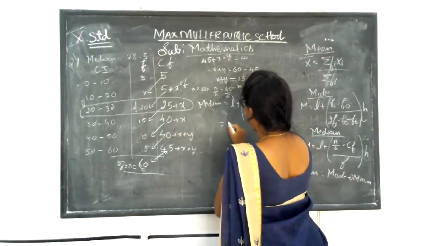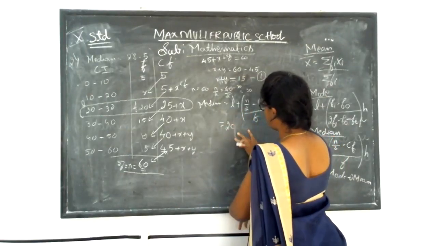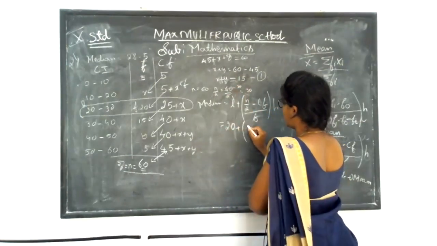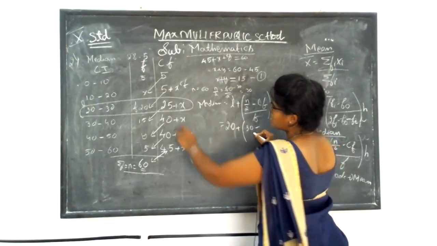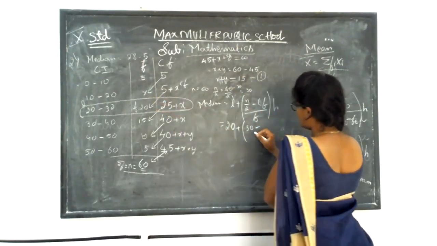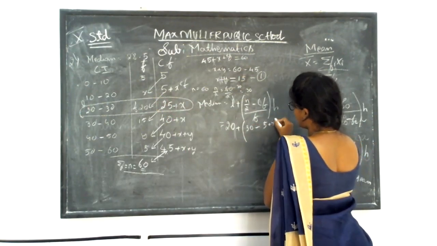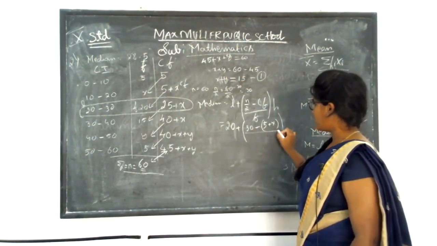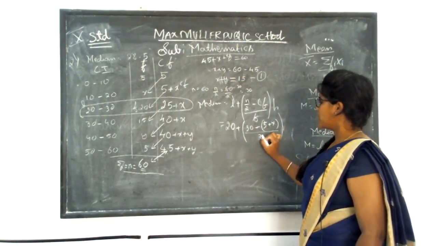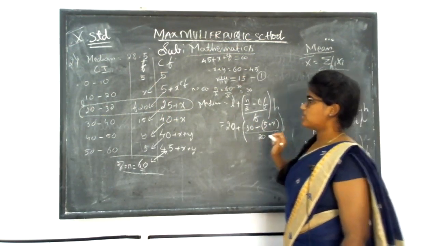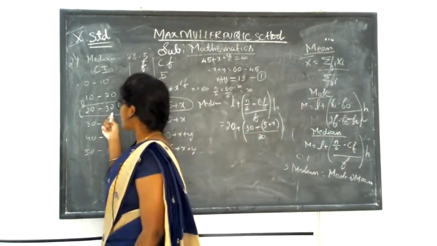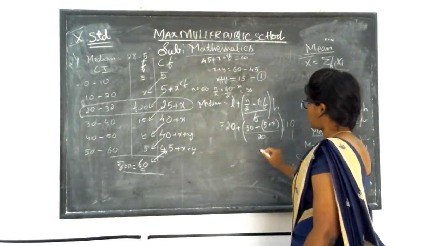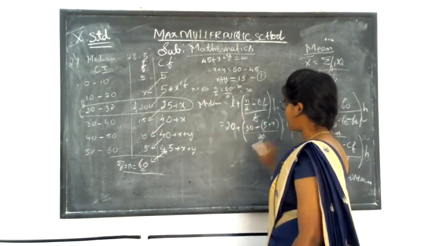So what is L? L is 20 plus n by 2, which is 30, minus the cumulative frequency. See here, the cumulative frequency is 5 plus x, the whole in brackets. You should put the bracket when you have signs. Divided by f, which is again 20. Now I need to find the class size. I subtract these two: 30 minus 20 is 10. 10 is the class size. So the zeros get cancelled, and it will be left with how much?